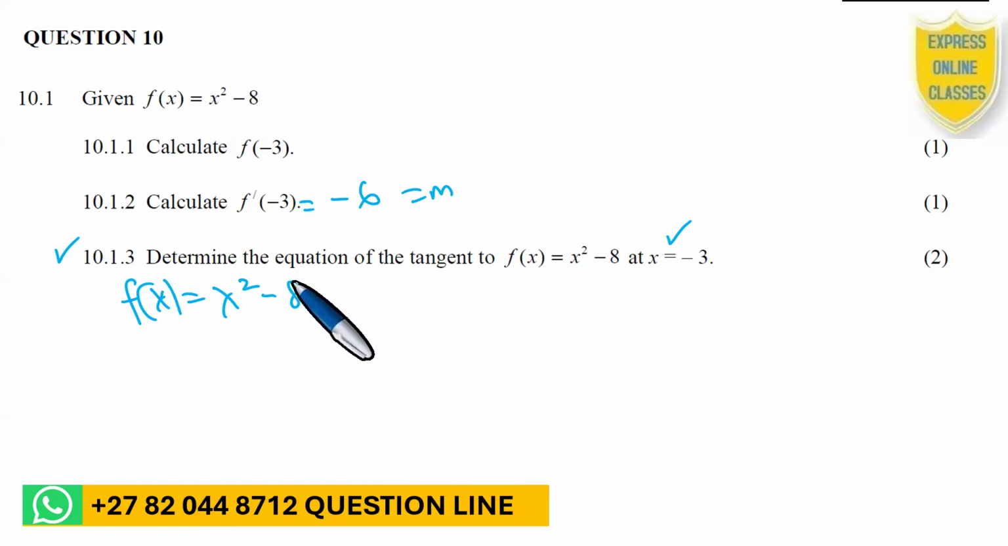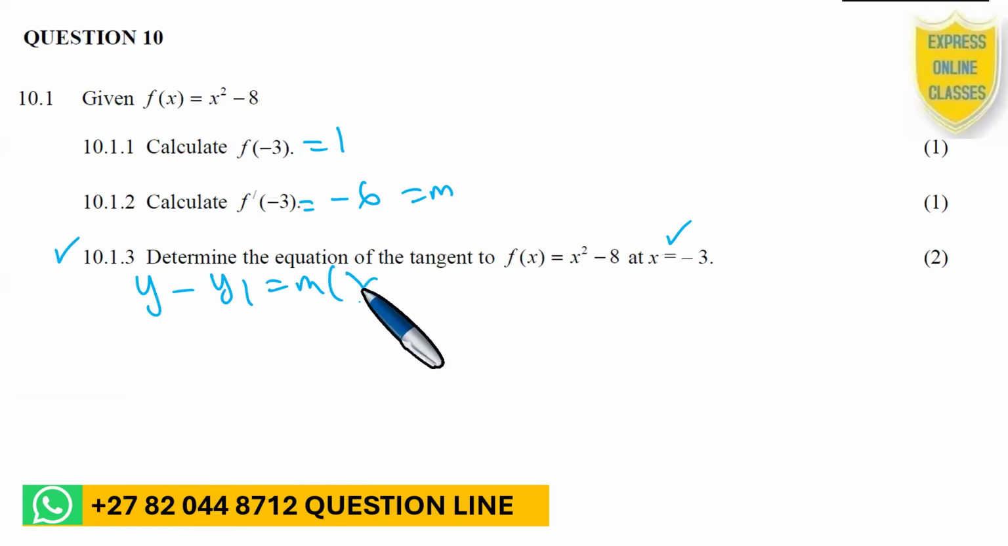Okay, so in the end, then we have x squared minus 8. The slope you already have. This one, we got it to be 1. And so what you need to find is the equation of the tangent. What is the equation of the tangent? You already know the equation of the tangent is y minus y1 equals m times x minus x1.